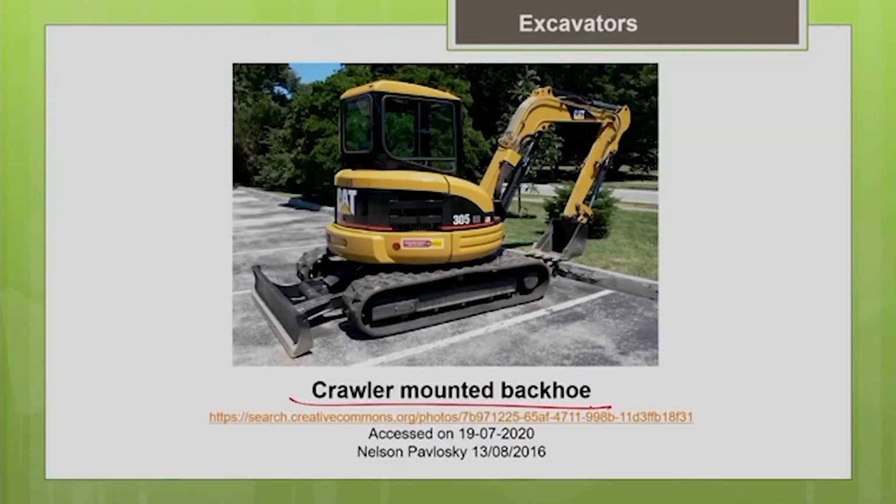So this is a crawler mounted backhoe, a smaller one. Like this, different models are available. When you are working in a narrow space or confined areas, you can go for the smaller size backhoe. It also has an attachment of the grader, you can see, for grading.